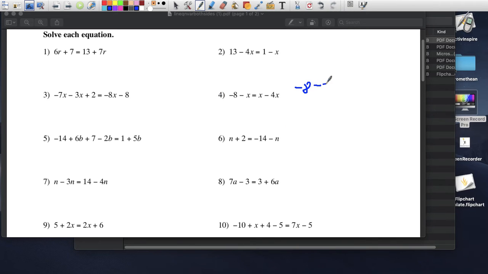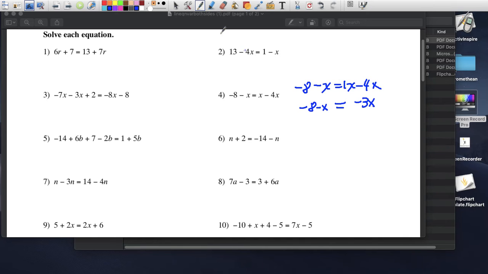Negative 8 minus x equals x minus 4x. On the left side, can I do anything? No. On the right side, can I do anything? Yes, I can combine those two. I put a 1 over here, so 1x minus 4x is negative 3x. This one stays the same.